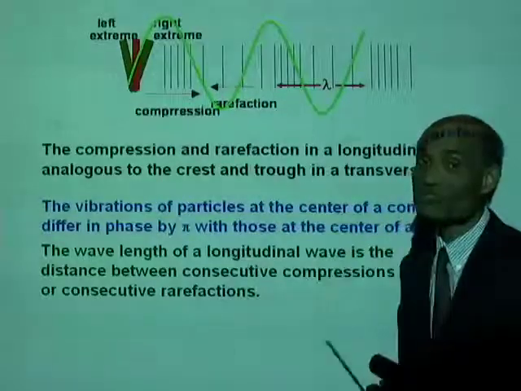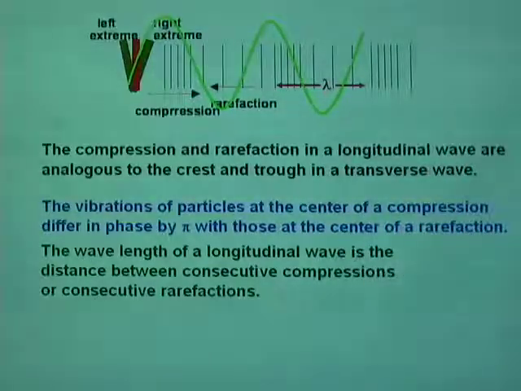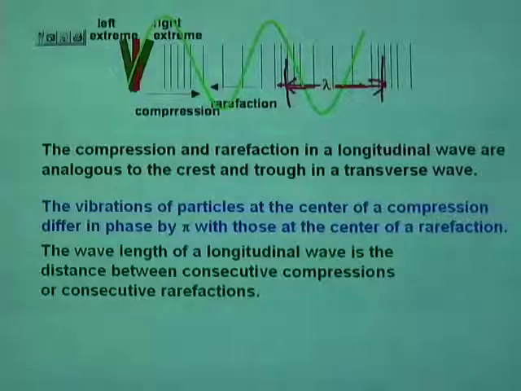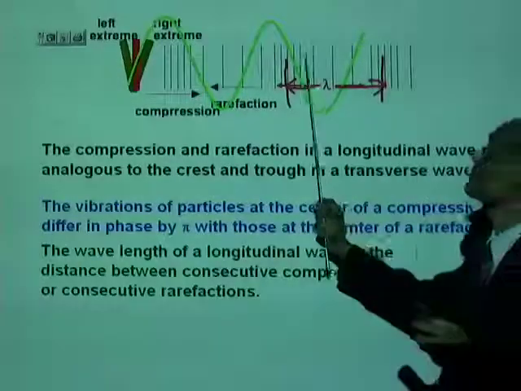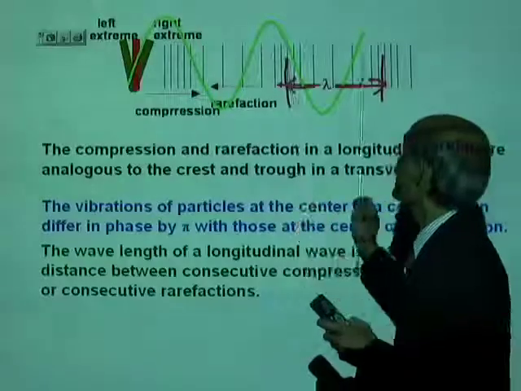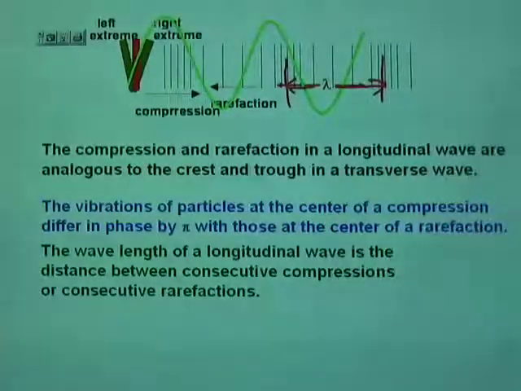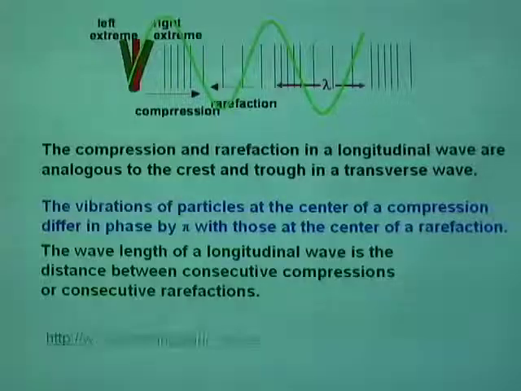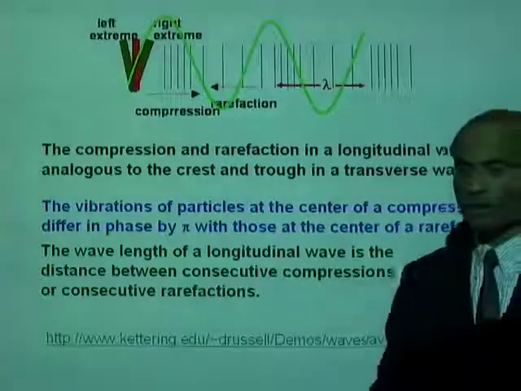My arrows actually haven't come very well. I should have put the arrow like this. I actually put it at the right place, but it got shifted. Now, this is a wavelength. A distance measured from the center of one compression to the center of the other compression is a wavelength. All right.